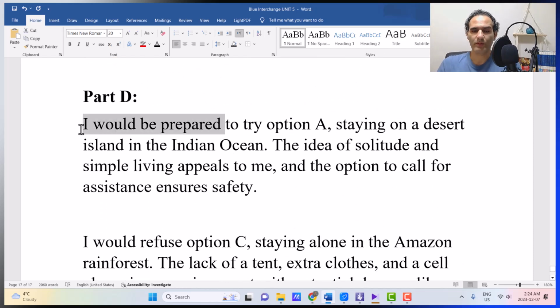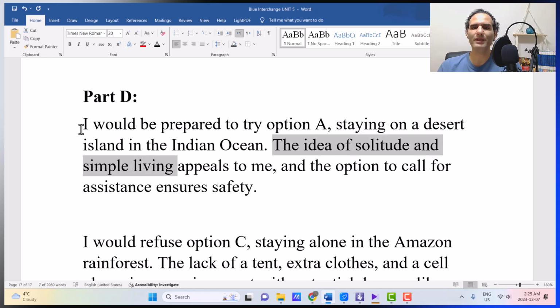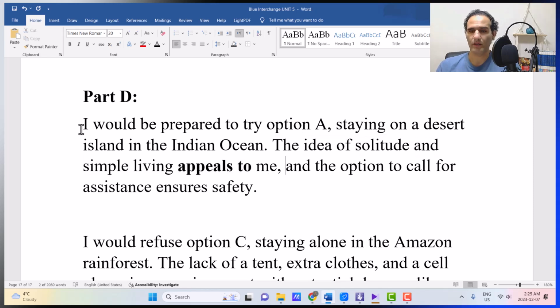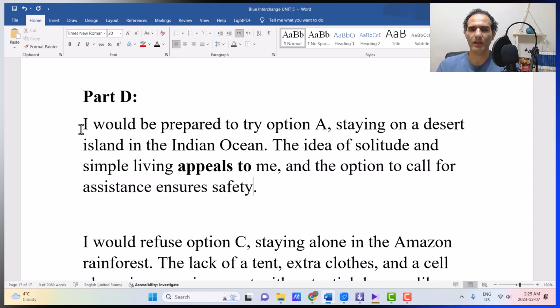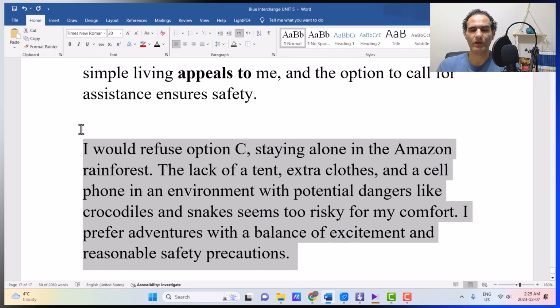I would be prepared to try option A, staying on a desert island in the Indian Ocean. The idea of solitude and simple living appeals to me, means I like it. And the option to call for assistance ensures safety. So whenever you feel bored, you can call for safety. That option ensures safety. A short and beautiful sample response. What about the one I don't like?